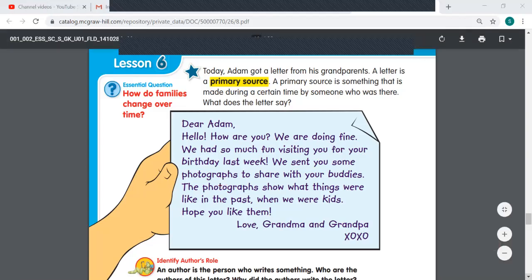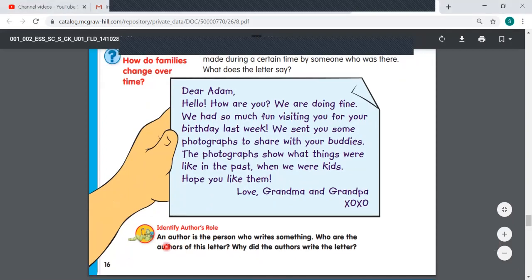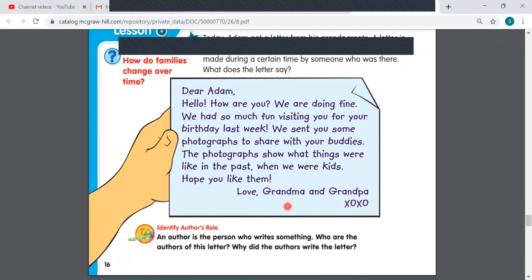Let's see. An author is a person who writes something. So who do you think the author of this letter is? That means who wrote it? Grandma and Grandpa. So the authors wrote this letter. It says, why did the authors write the letter? Why do you think they wrote this letter? They wanted to write it to their grandson, Adam, to tell him that they had so much fun and they're asking about him. And they also sent him some photographs in it.